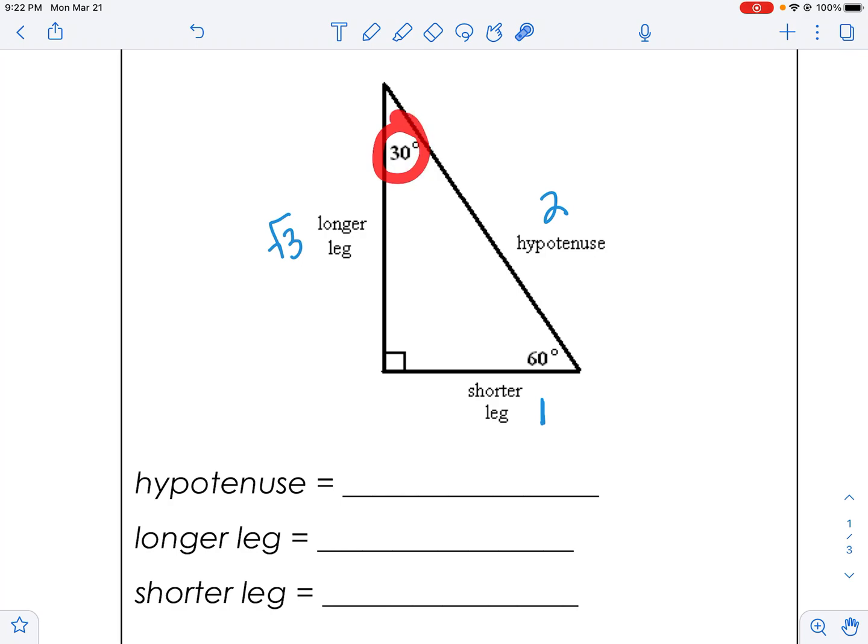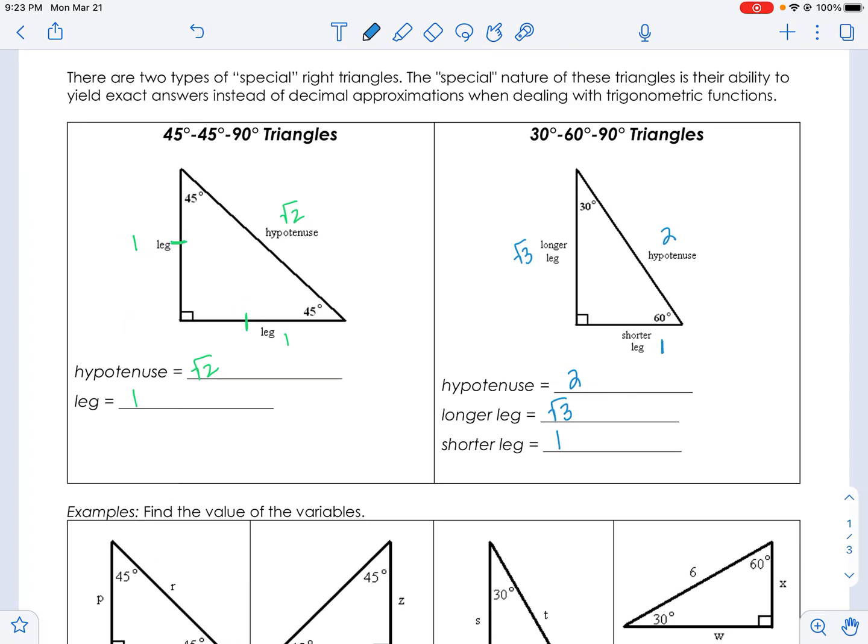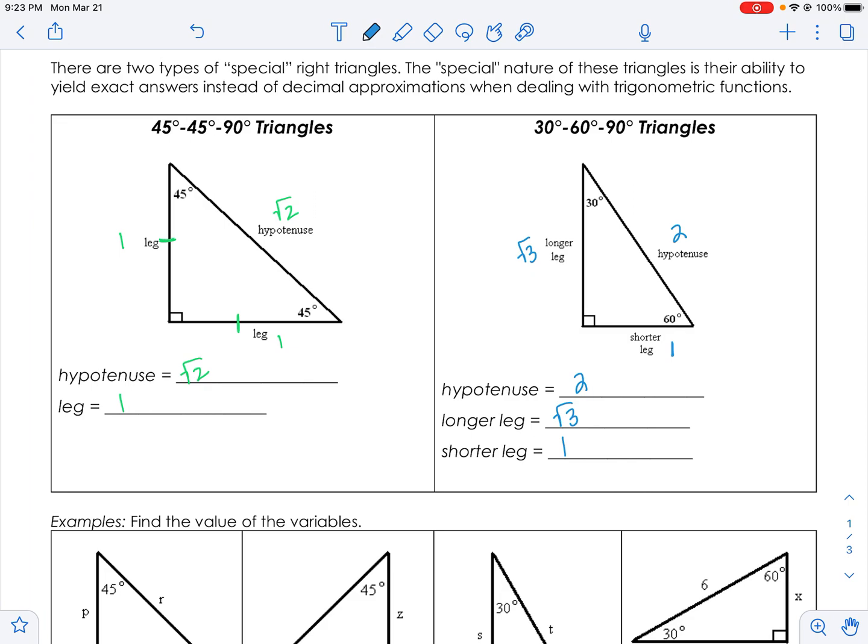So if 30 is the smallest number in a 30, 60, 90, then across from the 30 should be your shortest leg, which is 1. Across from the 60 would be your longer leg, which is root 3. And then, as always, our hypotenuse is the biggest side, or 2. So our hypotenuse would be 2. The longer leg would be root 3. And our shorter leg would be 1.